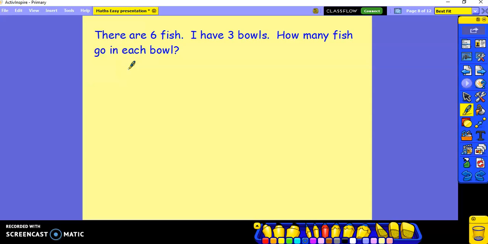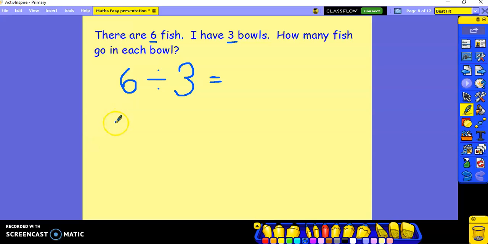So my whole that I'm starting off with, the total, is 6. And I know that I'm sharing today, I'm dividing. And the other number that I've got in my number sentence is 3. I have 3 bowls, so I'm sharing them between 3 bowls. How many fish go in each bowl?